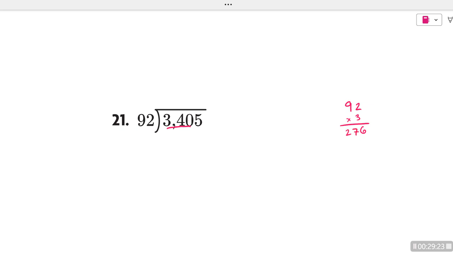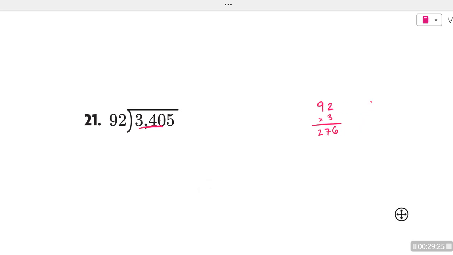Right, so 276. Now let's just say, well, what if we tried it times 4? Well, here we get 8. 9 times 4 is 36. 3, so that's too big. So too big. So I don't want to use that. We're going to use 3. So we're going to use 276. We're going to subtract.